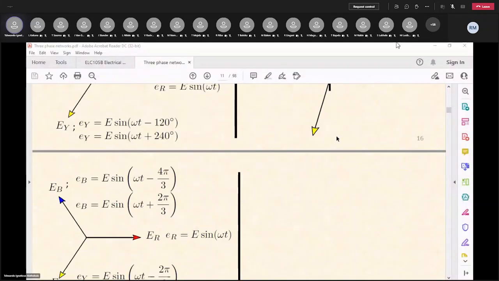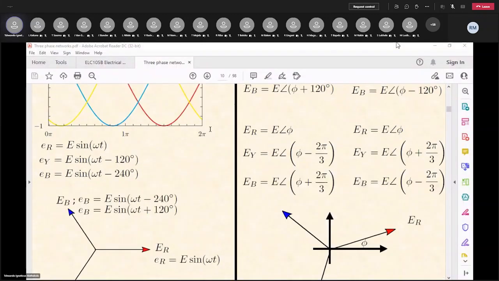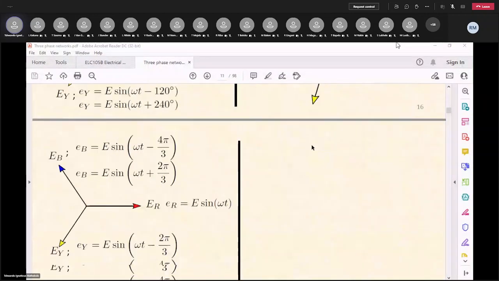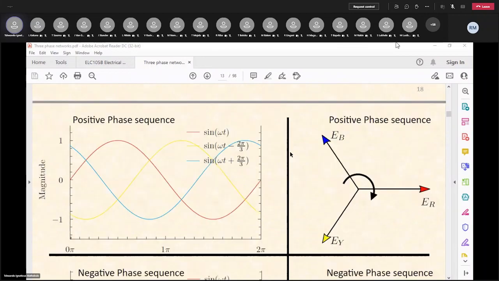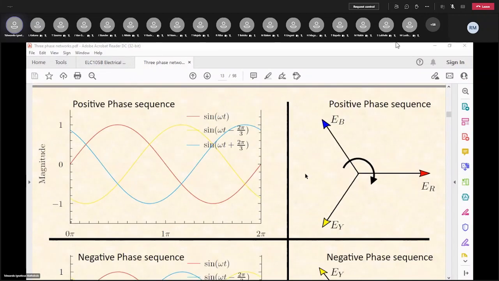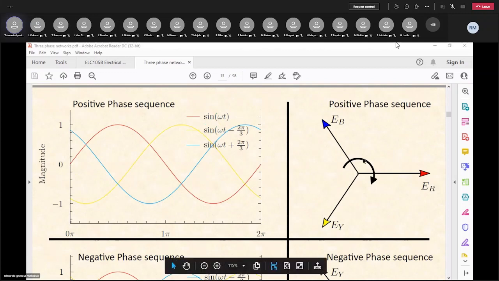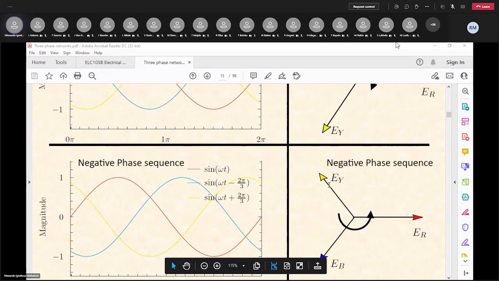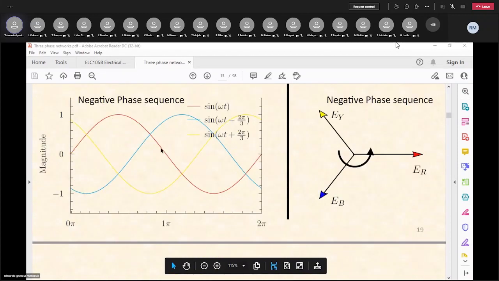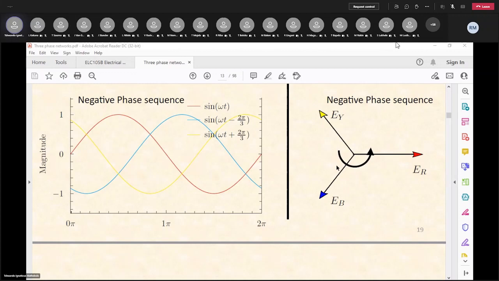So yeah, that's just the indication here of the sequences, how they follow from each other. You can see the positive sequence: the red, the yellow, the blue. The negative sequence: there's your red, there's your blue, there's your yellow. And you can see the red now followed by the blue, and then later on followed by the yellow.